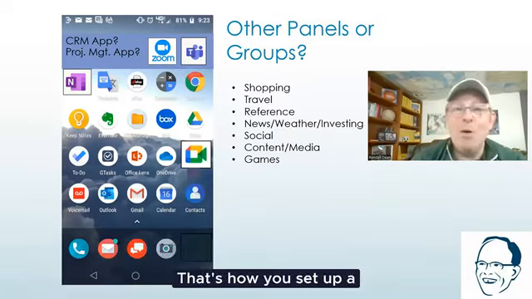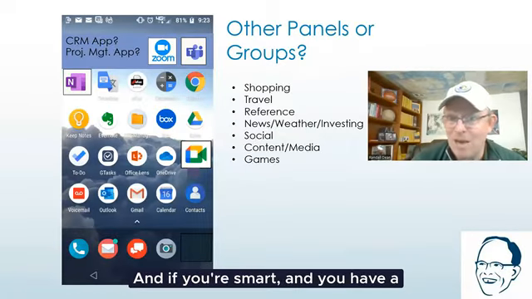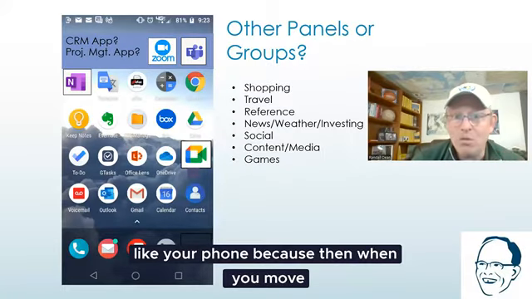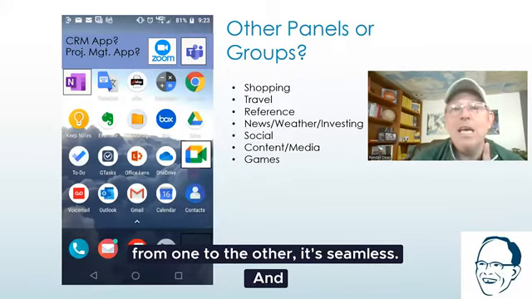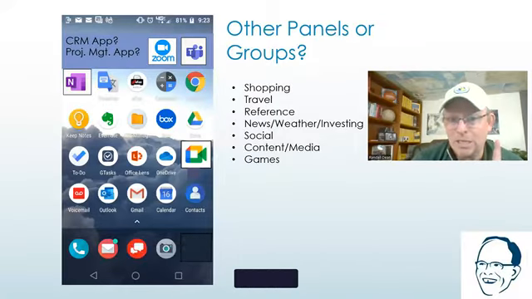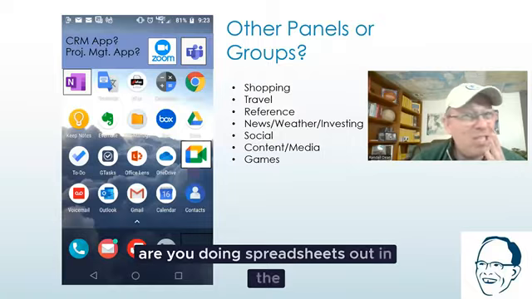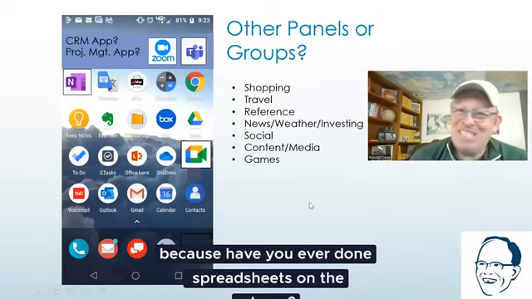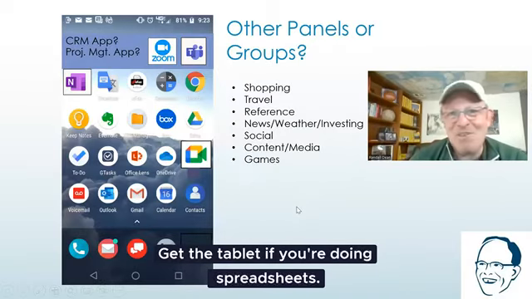That's how you set up a phone or a tablet that allows you to get work done. And if you're smart and you have a tablet, you will set it up almost exactly like your phone, because then when you move from one to the other, it's seamless. And one big reason to consider a tablet: are you doing spreadsheets out in the field? Because have you ever done a spreadsheet on a phone? Get the tablet if you're doing spreadsheets.